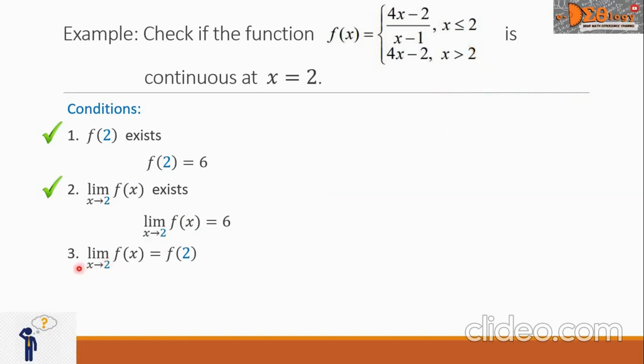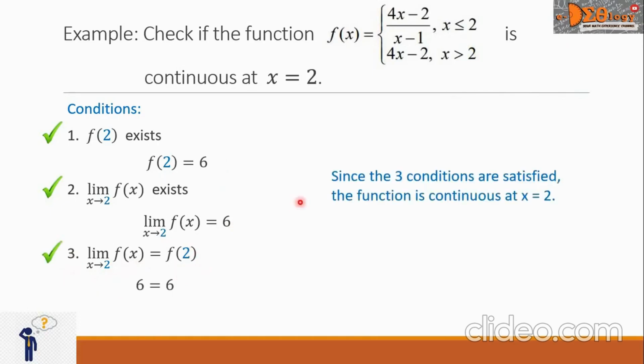Now, for condition 3, we will check if the limit of the function as x approaches 2 is equal to f of 2. Our limit is equal to 6 and f of 2 is equal to 6. So condition 3 is satisfied. Since the three conditions are satisfied, the function is continuous at x equals 2. This is our final answer.